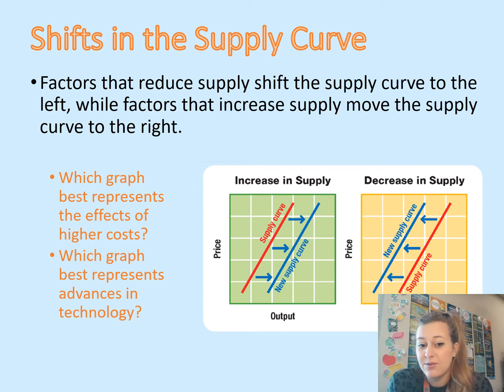Which graph best represents advances in technology? We can produce more due to technology, right? So that would be indicated by an increase in supply.